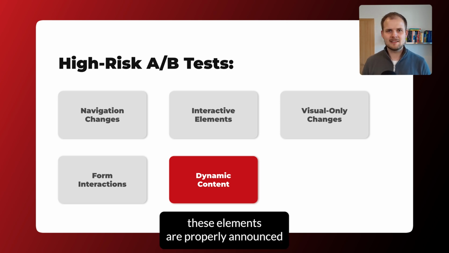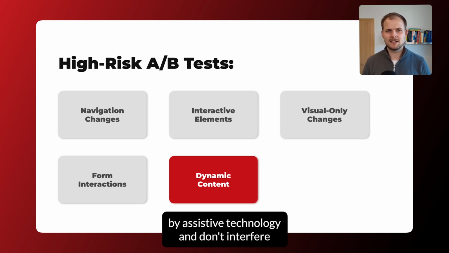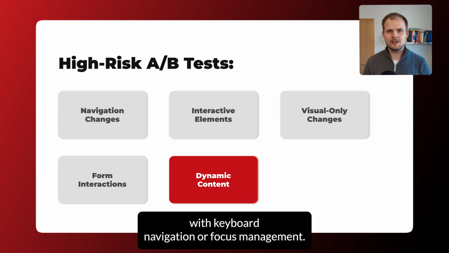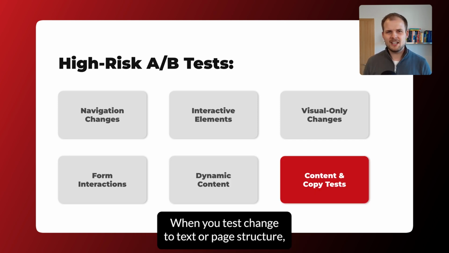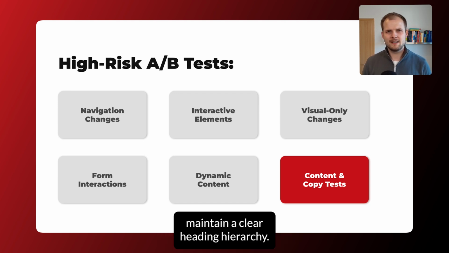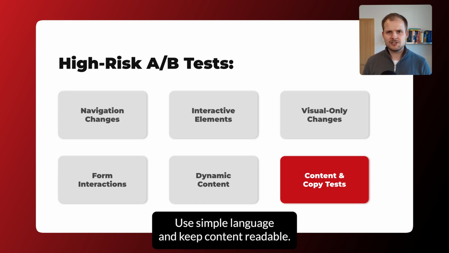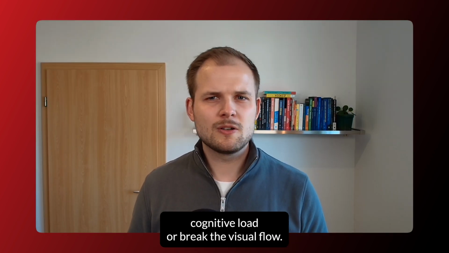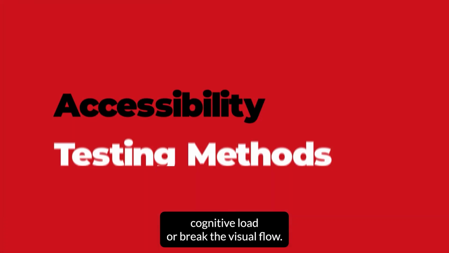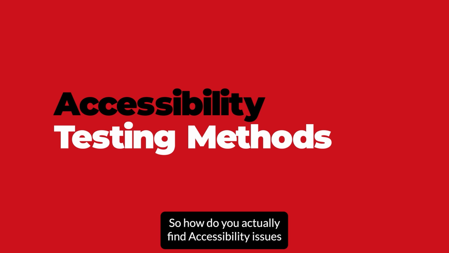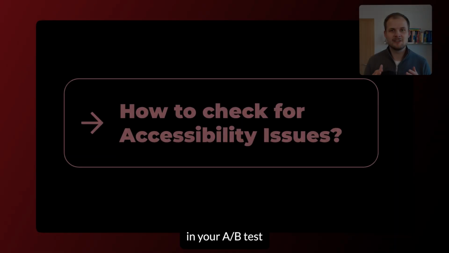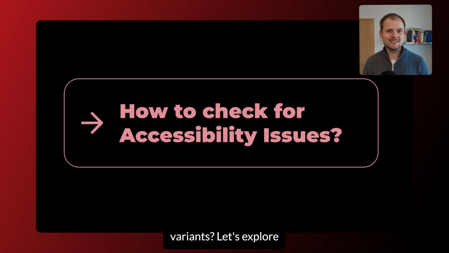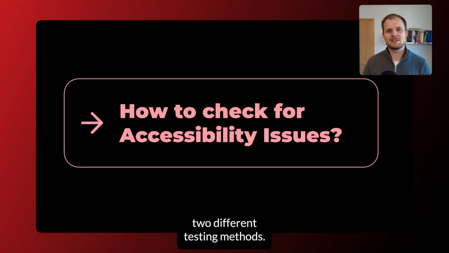Ensure these elements are properly announced by assistive technology and don't interfere with keyboard navigation or focus management. When you test changes to text or page structure, maintain a clear heading hierarchy, use simple language, and keep content readable. Check that updates don't introduce cognitive load or break the visual flow. So how do you actually find accessibility issues in your A/B test variants? Let's explore two different testing methods.